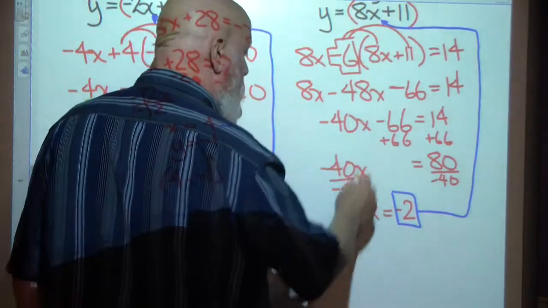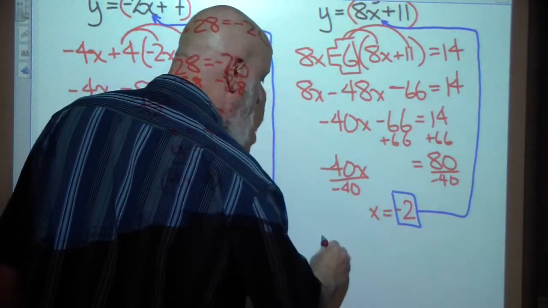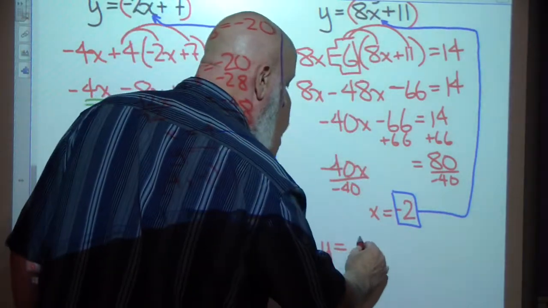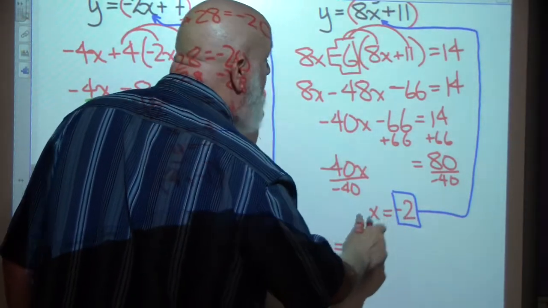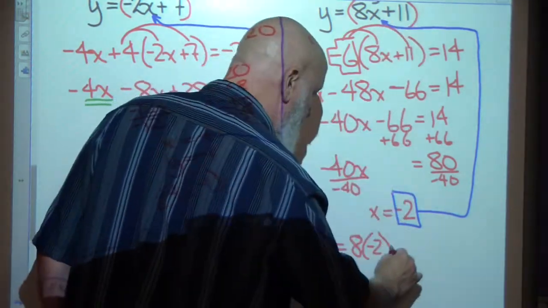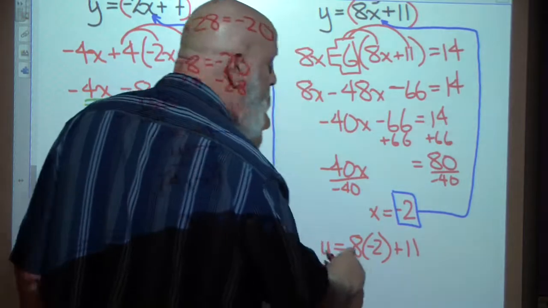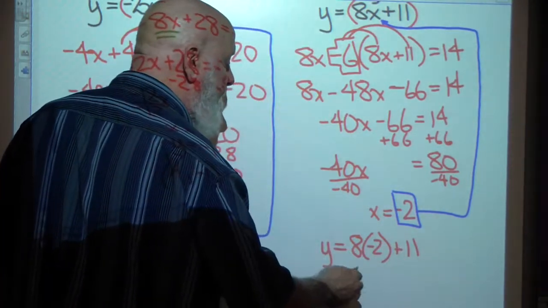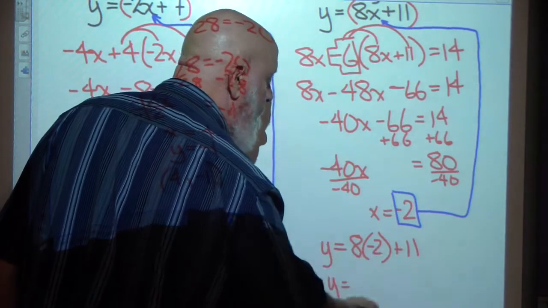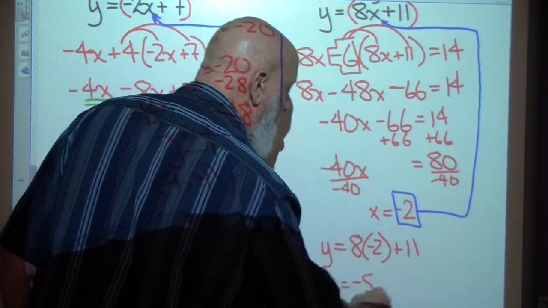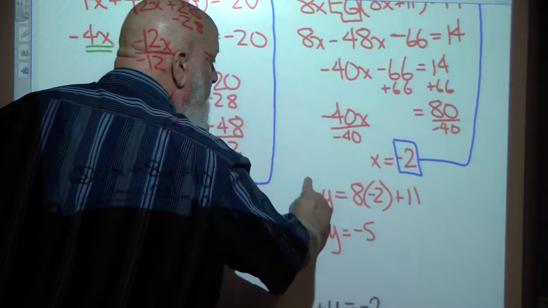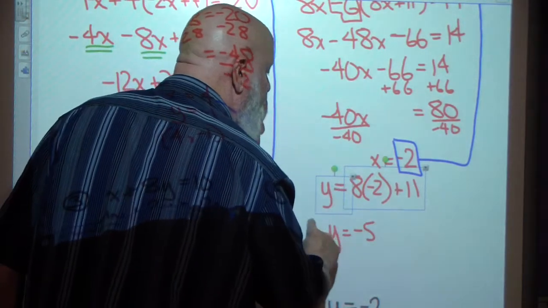We've got y is equal to 8. Instead of x, I'm going to put a negative 2 plus 11 and do this arithmetic. This is negative 16 plus 11, and negative 16 plus 11 is what? Negative 5. And then I would write my answer as an ordered pair, which would be negative 2, negative 5.